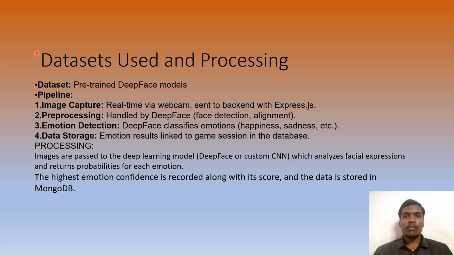Datasets used and processing pipeline. Image capture is real-time via webcam, which is sent to the backend with Express.js. Pre-processing is handled by the DeepFace library in Python. Emotion detection: DeepFace classifies the emotions, that is, whether the child is happy, sad, angry, etc. Data storage: emotion results are linked to the game sessions in the database. Processing of the data: images are passed to the deep learning model, which analyzes the facial expressions and returns the results to the server, and we can display the results in the front end.